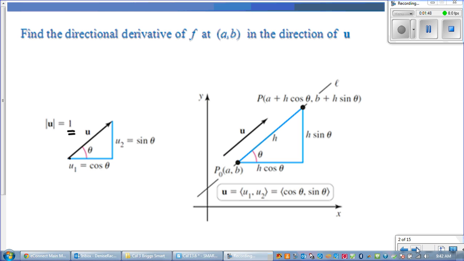So let's start with a point. We'll use the origin to begin with and define a unit vector u that gives us the direction in which we want to find the derivative. This unit vector makes an angle theta with the positive x-axis. So that means that the components of this unit vector, the x and the y components, will be cosine of theta, sine of theta, since u has length 1.